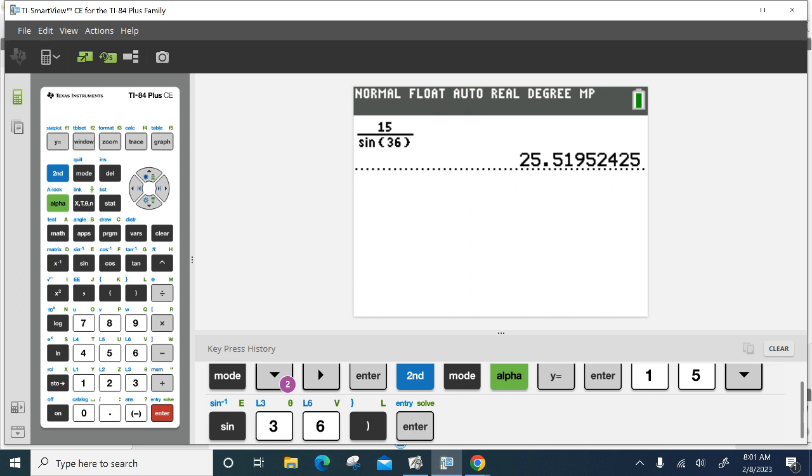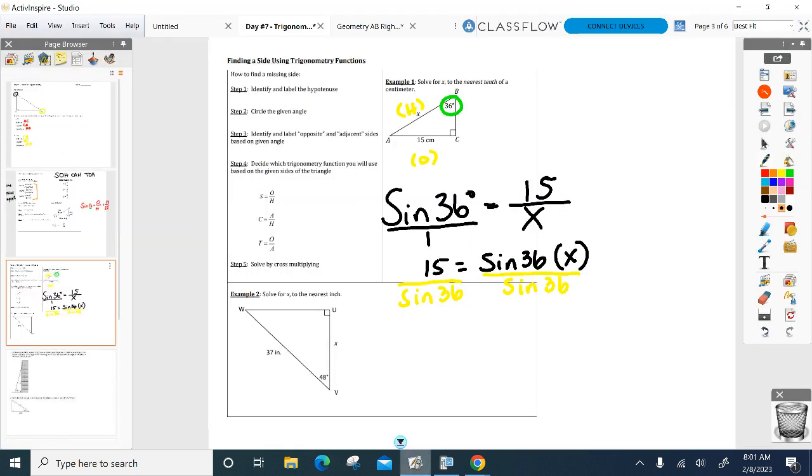And you will start to see this unit, we have to really pay attention to our rounding directions because not a lot is going to be in radical form anymore. And what's our directions here? Nearest tenth. So 25.5.